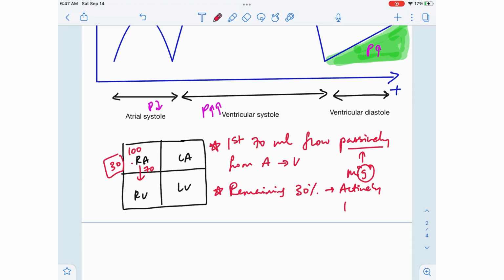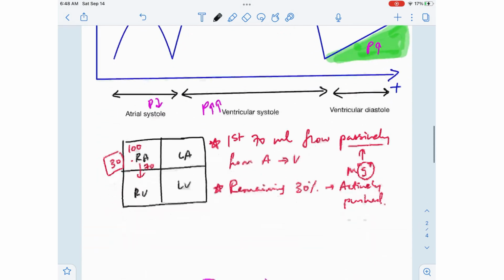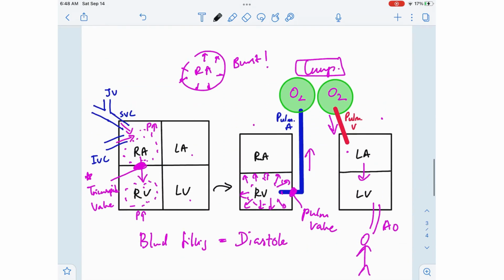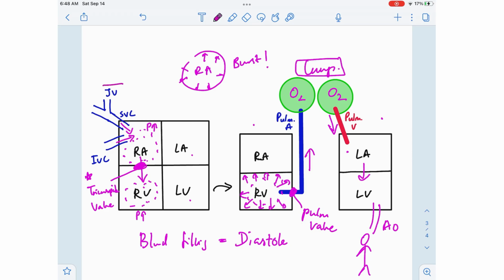Now let's have a look at the JVP curve, right? Before moving on to the JVP curve, it's better if you can understand the anatomy of the jugular vein, right? So what is the jugular venous pressure? Jugular venous pressure is the pressure inside the jugular vein, right? Your jugular vein is a branch of the superior vena cava. Your superior vena cava opens into the right atrium, right? That is what brings blood to your right atrium.